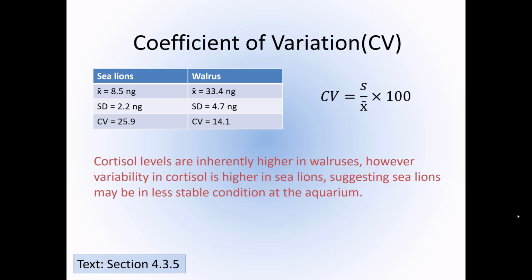Maybe this is because there's more individuals in the respective exhibit, or maybe it's because their feeding is less regular. Understanding not only the central tendency but the variability in our data is going to be important, and when we're comparing across these two groups, this is going to be the most effective means in which to do so. For more information on this, check out section 4.3.5 of the text.